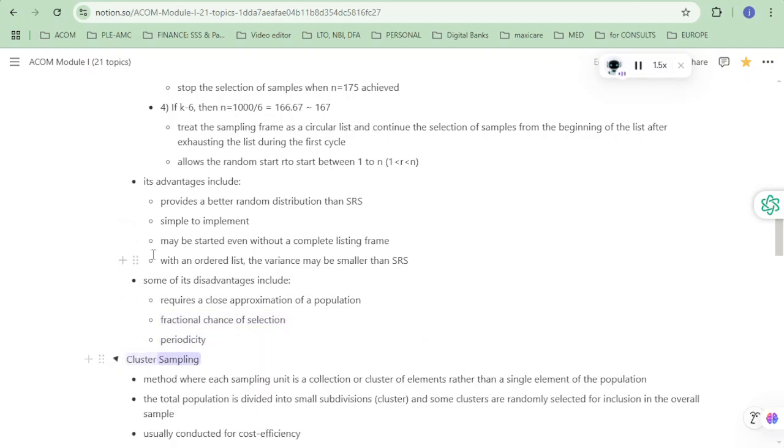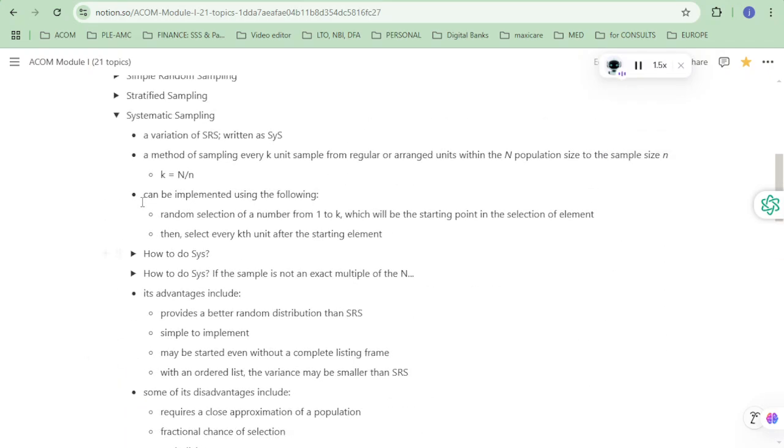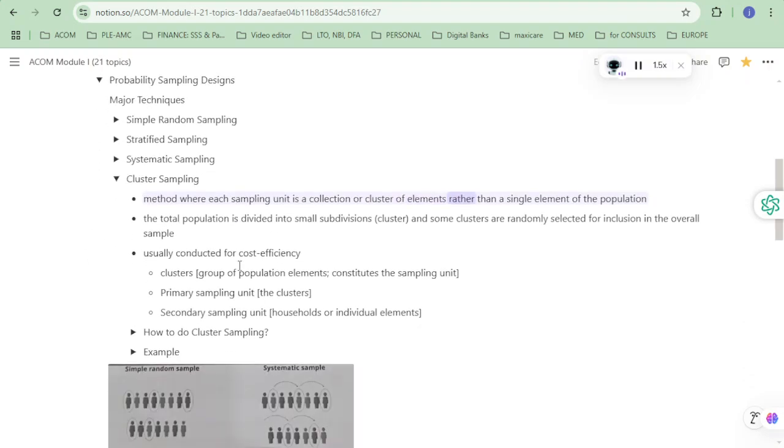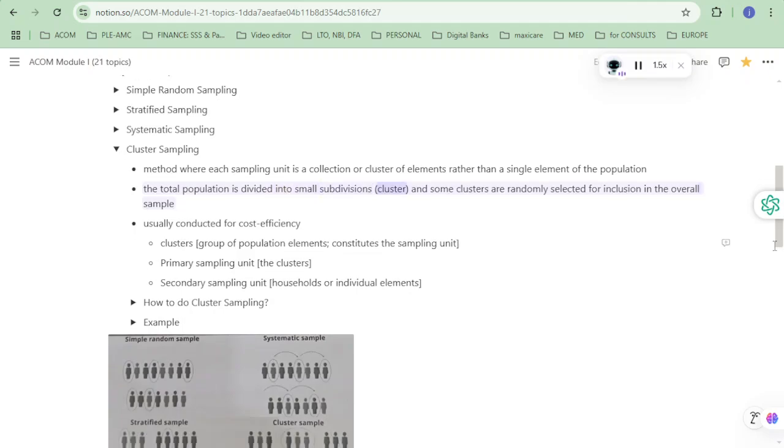Cluster sampling. A method where each sampling unit is a collection or cluster of elements rather than a single element of the population. The total population is divided into small subdivisions, clusters, and some clusters are randomly selected for inclusion in the overall sample. Usually conducted for cost efficiency. Clusters, a group of population elements, constitute the sampling unit. Primary sampling unit: the clusters. Secondary sampling unit: households or individual elements.